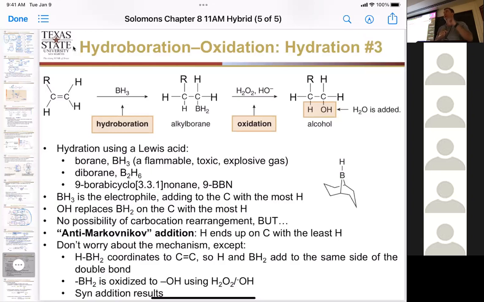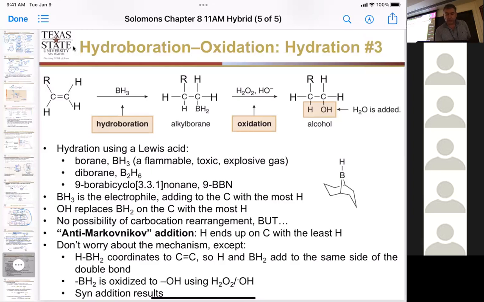Interesting: you can make primary and secondary alcohols with the hydrohalogenation. You can make secondary and tertiary alcohols with oxymercuration, demercuration. Here you can make primary alcohols. You can't make primary alcohols with those two others because you can't form that primary carbocation.